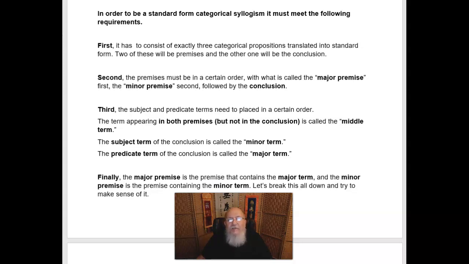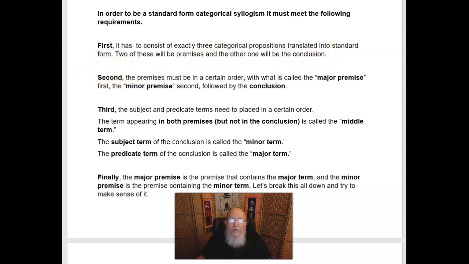Now, in order to be a standard form categorical syllogism, it must meet the following requirements. In other words, it has to be put in exactly this format or it won't work. Again, an analogy with computer programming. If you don't do it correctly, it will reject it through what it calls syntax error, and this is essentially the root of that kind of thinking. So, to be a categorical syllogism, first, it has to consist of exactly three categorical propositions translated into standard form, just like we learned to do previously. So if you can't translate, you're going to not be able to go any further, right? You have to be able to translate statements into correct categorical form. And in this kind of argument, two of them will be premises, and the other one will be the conclusion.